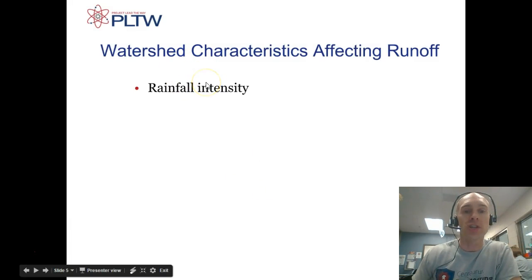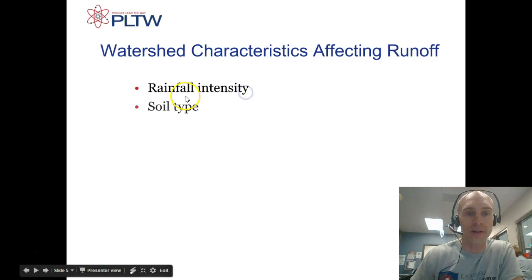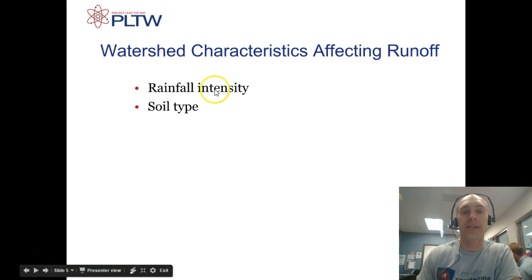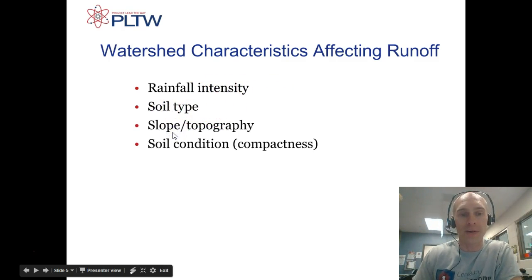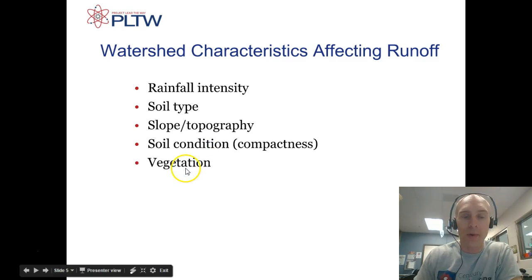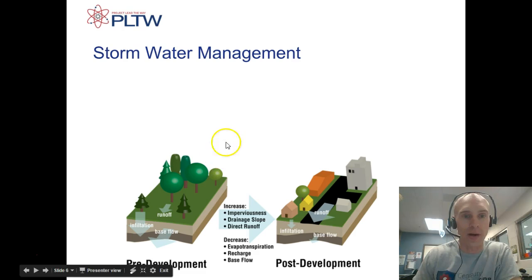So some watershed characteristics that affect runoff. There is rainfall intensity. How much rain per hour is generally how that goes, inches per hour. What type of soil you're dealing with, the topography or the slope of the soil, how compact it is. If it's very loose soil, it's going to let in more water. And what kind of vegetation? If you have a lot of grasses and trees, you're going to soak up more water as well.